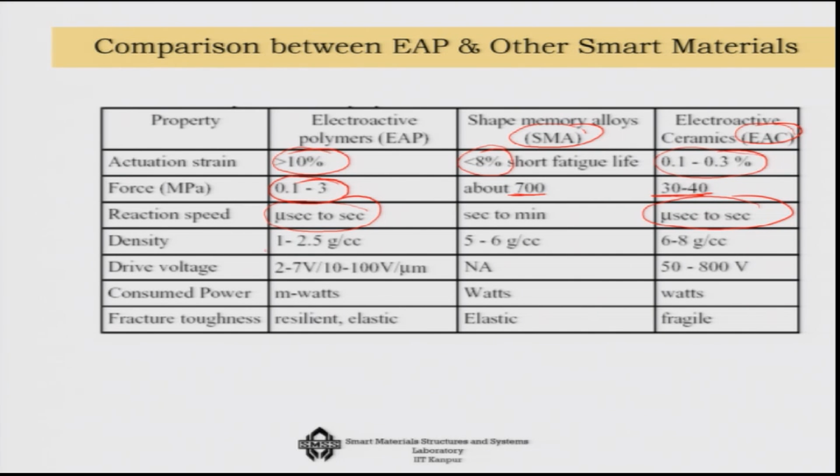Density wise they are very light. Driving voltage wise it is low driving voltage, which is good because electroactive ceramics need much higher voltage. Shape memory alloys need some kind of voltage of the range of 10 volts or so. It is actually a current driven process, and the power it consumes is about milliwatt range, and it has a good fracture toughness, resilience, etc.